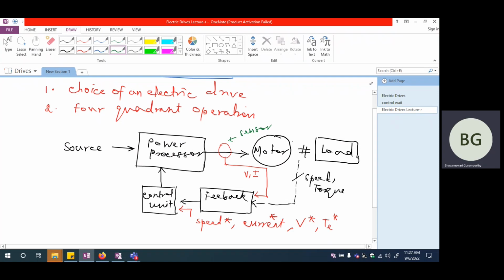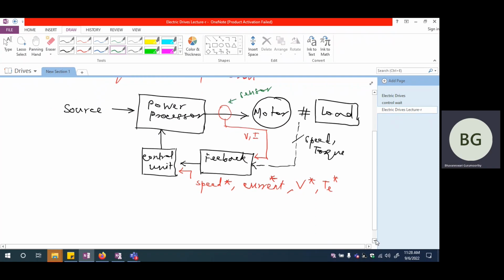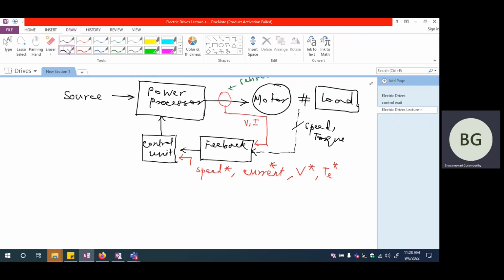Now, there are different kinds of motors available in the market. There are different kinds of sources that are available. So how are we going to make a choice of an electric drive when we know that our application requires, maybe certain amount of torque and certain amount of speed? The range of speed and range of torque is known. First and foremost thing is we should know what kind of source is available in our particular premise. If it is an industrial drive, in our premise, what is the kind of source that is available?